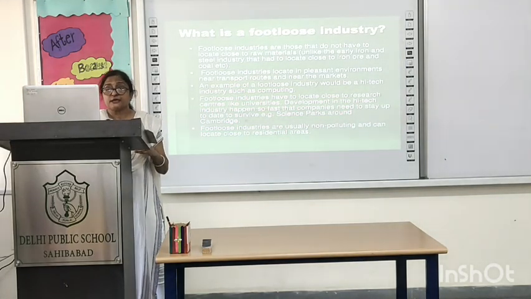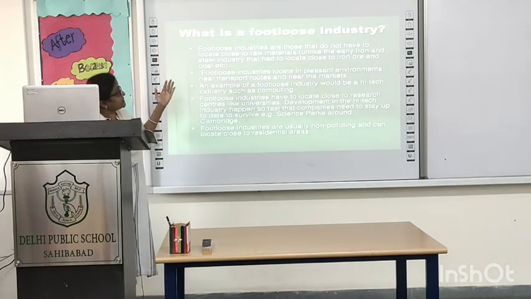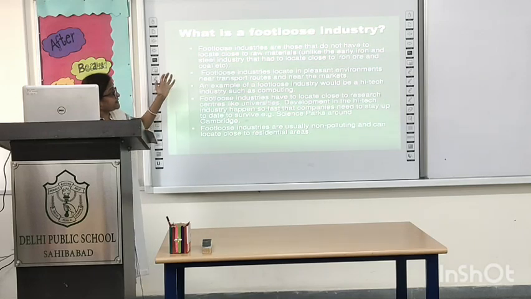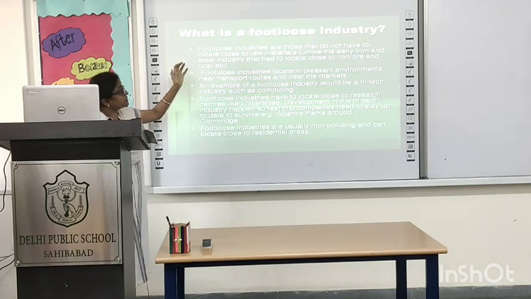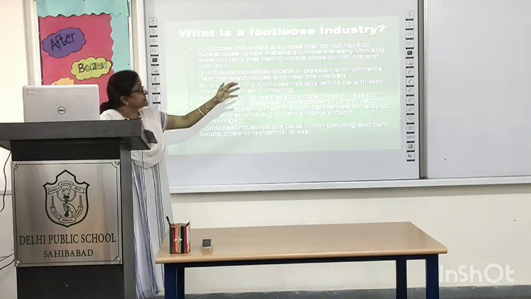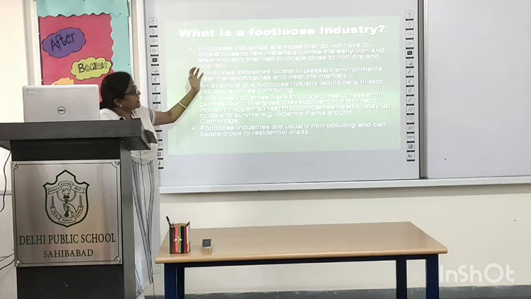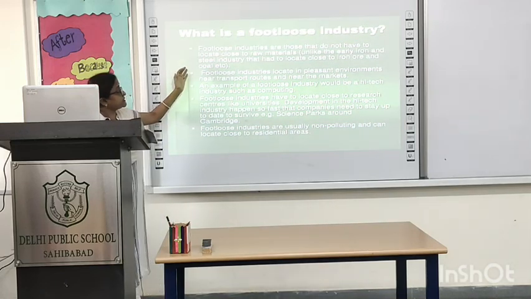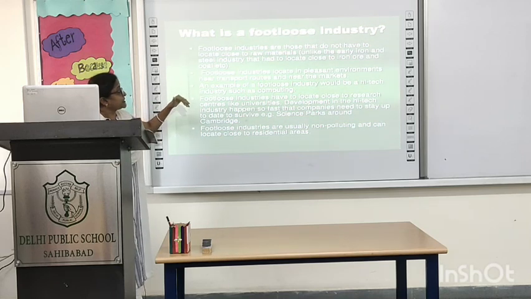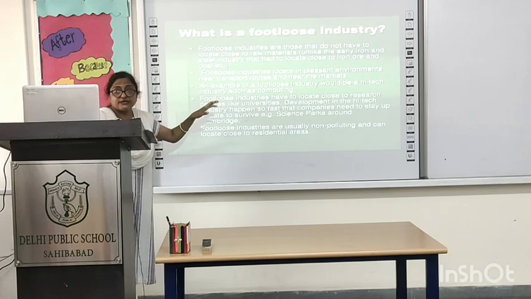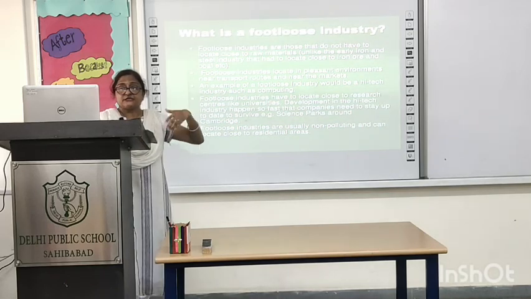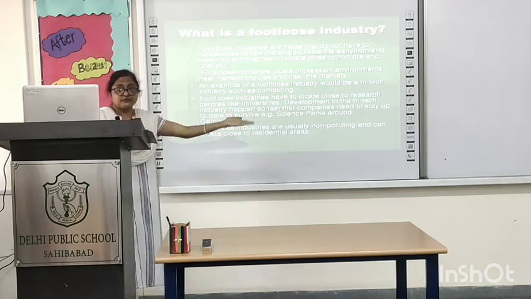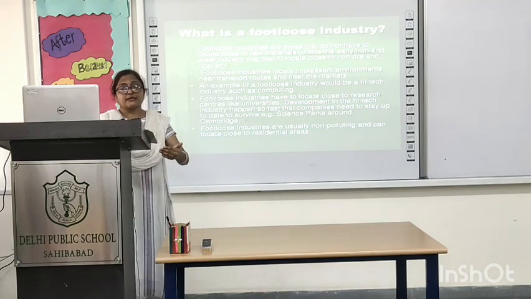Now, here is one important aspect: what are footloose industries? Footloose industries are those that do not have to locate close to the raw materials. Unlike the early iron and steel industry that had to locate close to iron ore and coal, footloose industries locate in pleasant environments near transport routes and near the market.